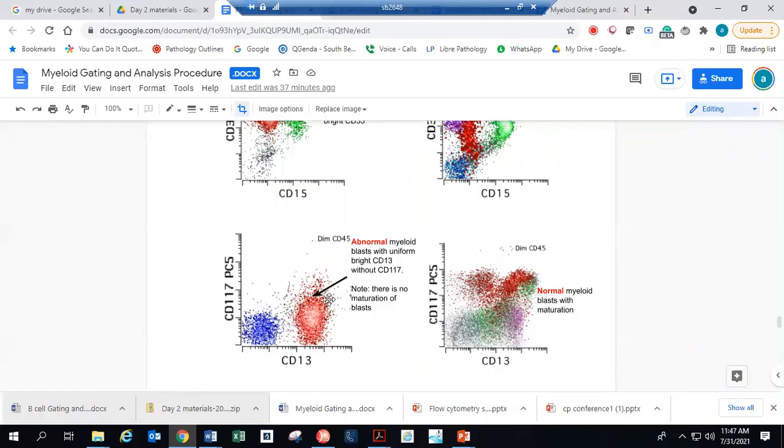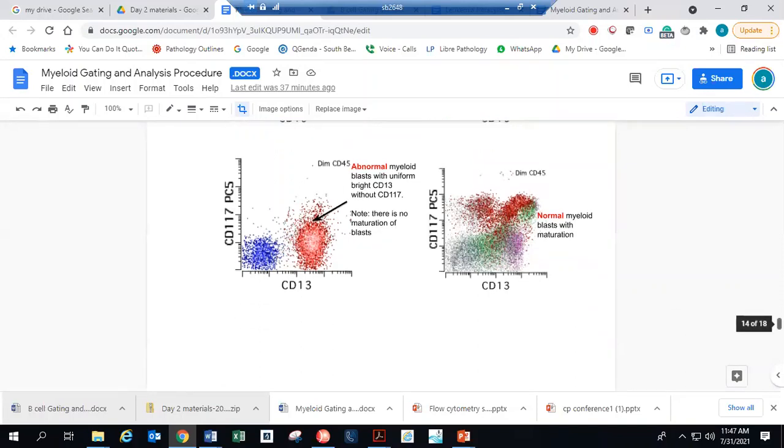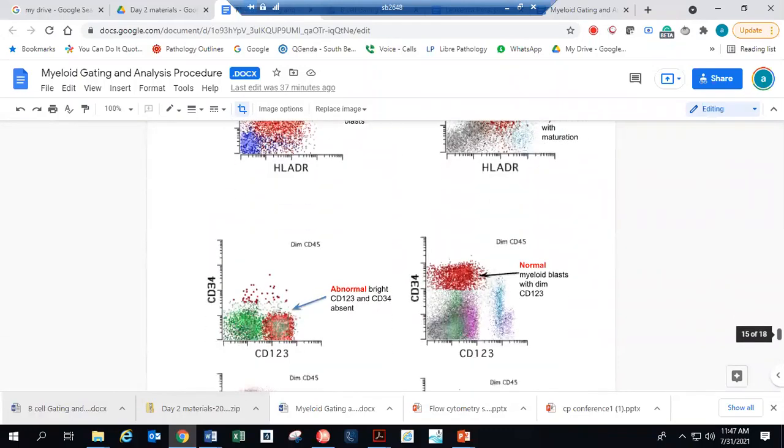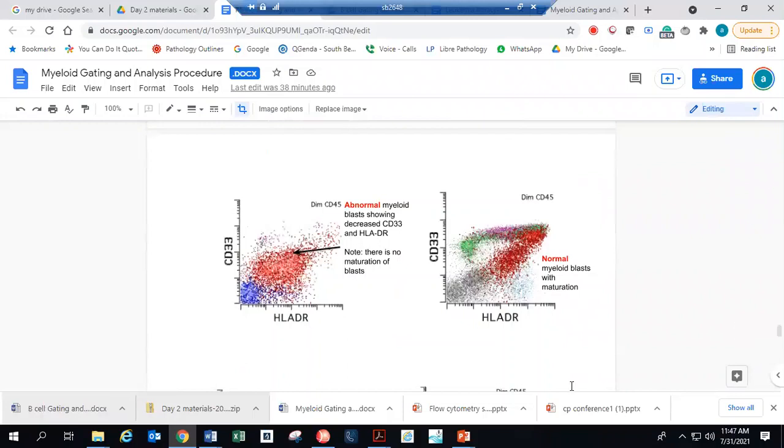The same thing they are explaining over here, that uniform abnormal CD13 expression, and also loss of CD117. So this definitely is a very abnormal population. And this, you can see a normal blast will have the spectrum of CD13 and will have a CD117, which will be there. And we also remember the dip and everything that happens in the maturation. So you can see a normal myeloid blast with maturation will have this spectrum.